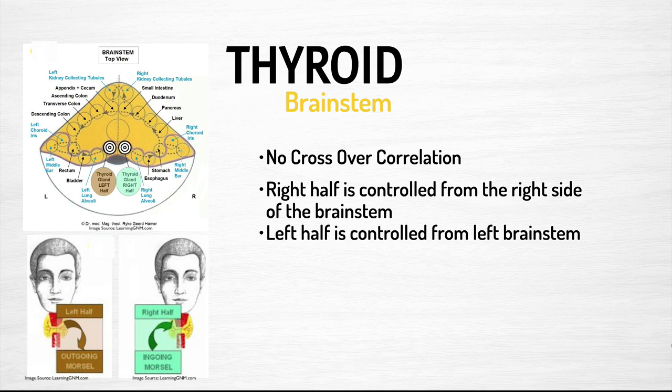And so the relevance of this is it depends on the side of the thyroid that is affected when you have your conflict. It has to do with this ingoing and outgoing morsel. When you look at that right half, that is symbolic of how it used to be with the ingoing morsel and then the outgoing morsel on the left.